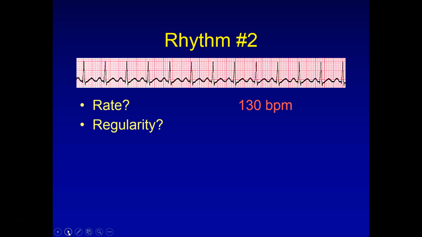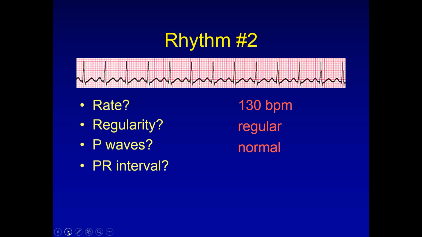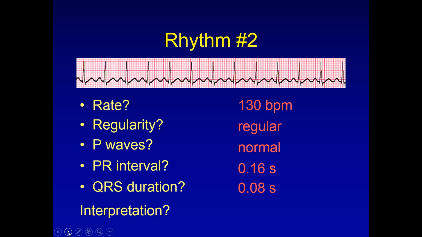130 beats per minute. Is it regular? Yes, it is. Do I have a P wave before every QRS complex and only one P wave before every QRS complex? Yes, I do. PR interval, does it look good? Yes. My QRS duration looks fine. So interpretation, sinus tachycardia.